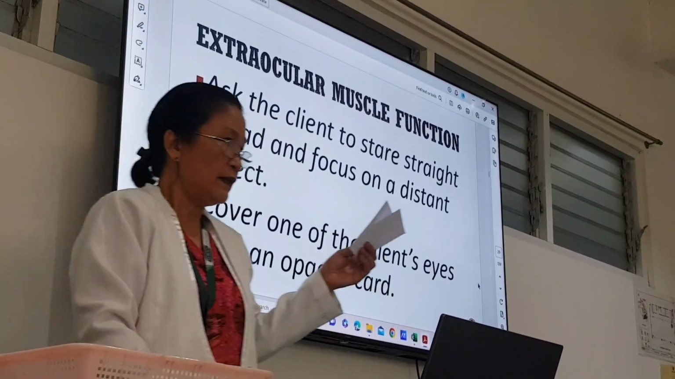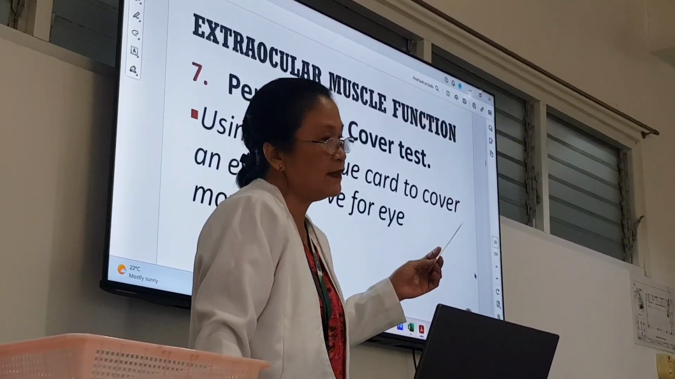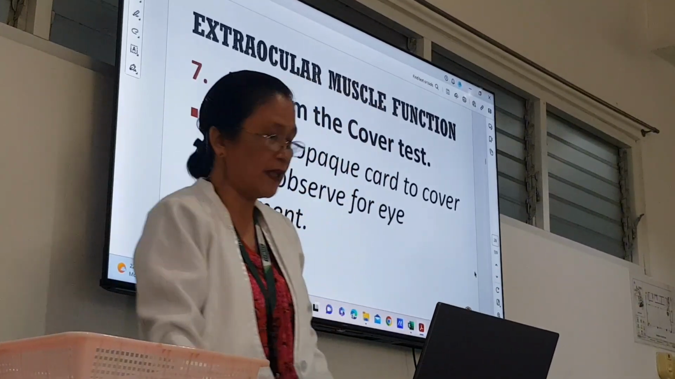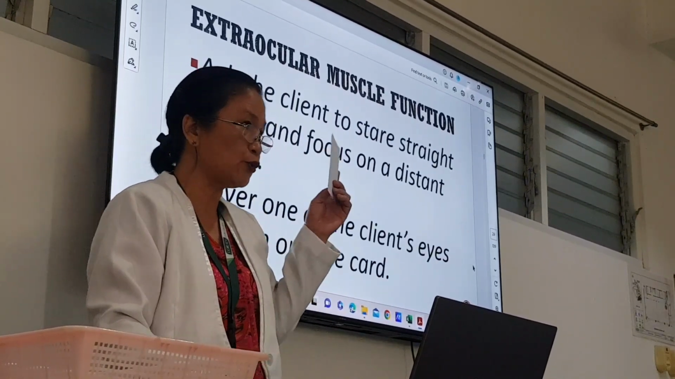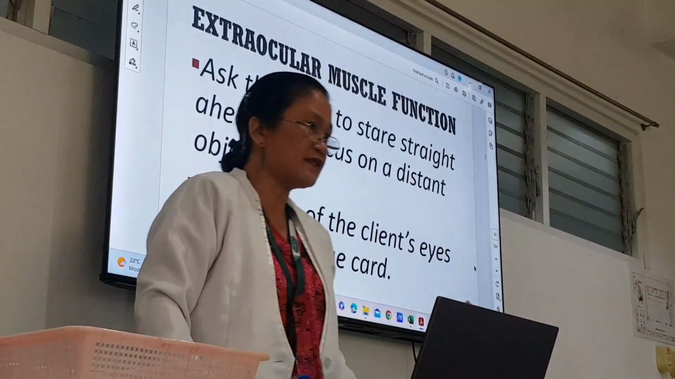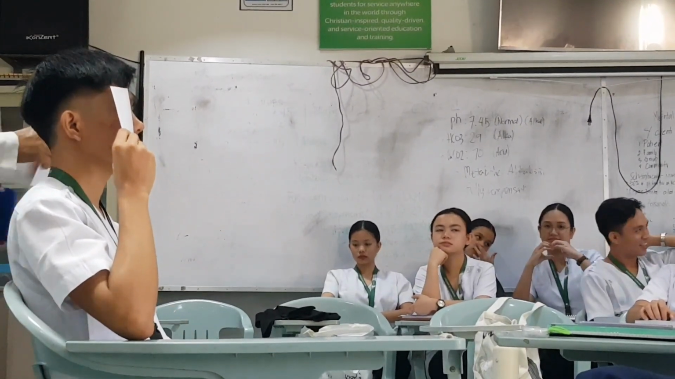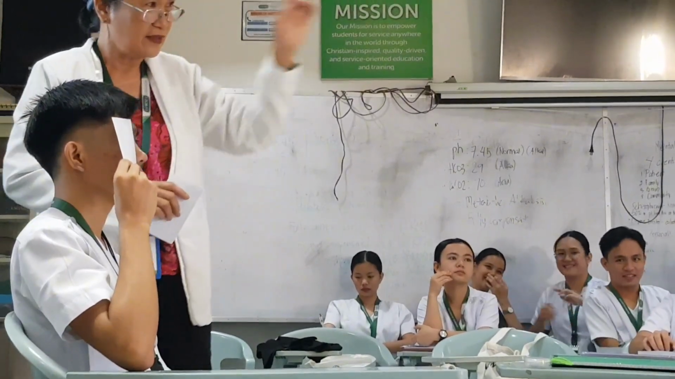Okay. Now, Mr. Gabriel will cover his right eye. Place the opaque card. Now, this time, Miss Hakla is going to observe the left eye of Mr. Gabriel. Ask the client to stare straight ahead and focus on a distant object. So, for example, just look at the post over there.